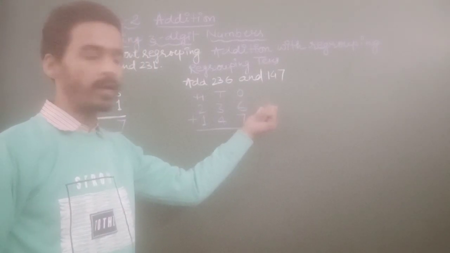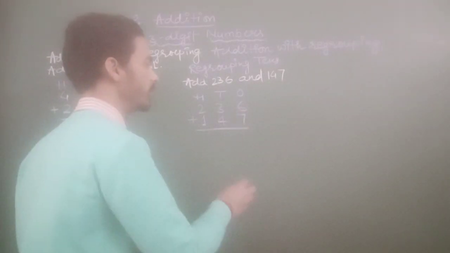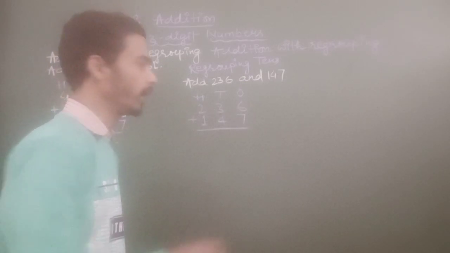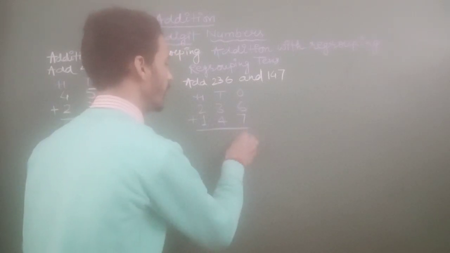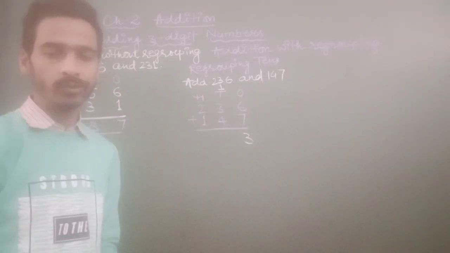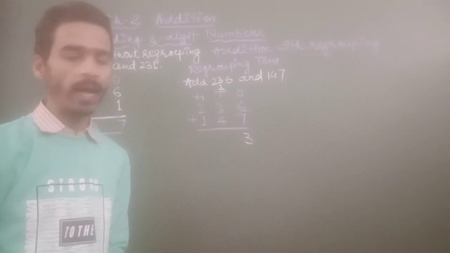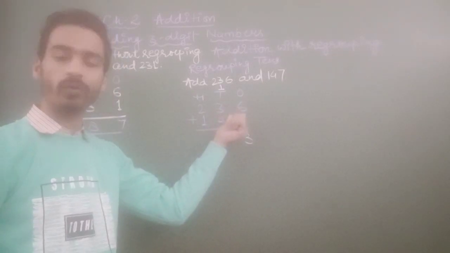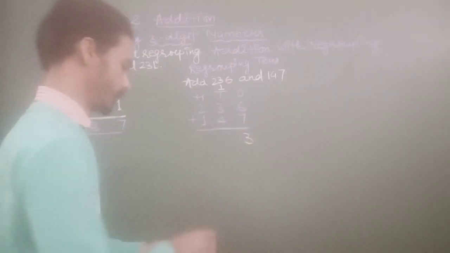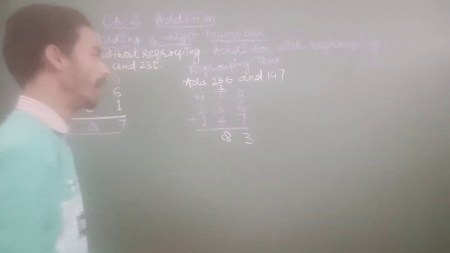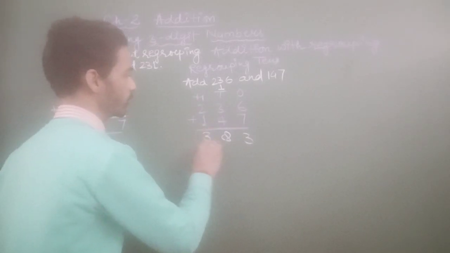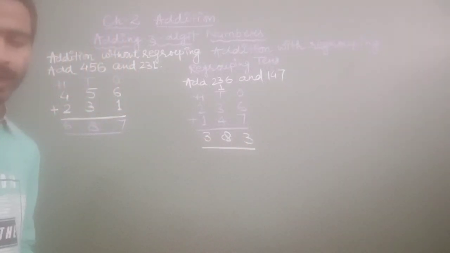Add the ones: 6 ones plus 7 ones is 13 ones. Regroup 13 ones into 1 ten and 3 ones. Here will be 3 ones, and carry over 1 ten to the tens column. Now add the tens: 3 tens plus 4 tens is 7 tens, and 1 carried over makes 8 tens. So there will be 8. In step 3, add the hundreds: 200 plus 100 is 300. So the answer is 383.